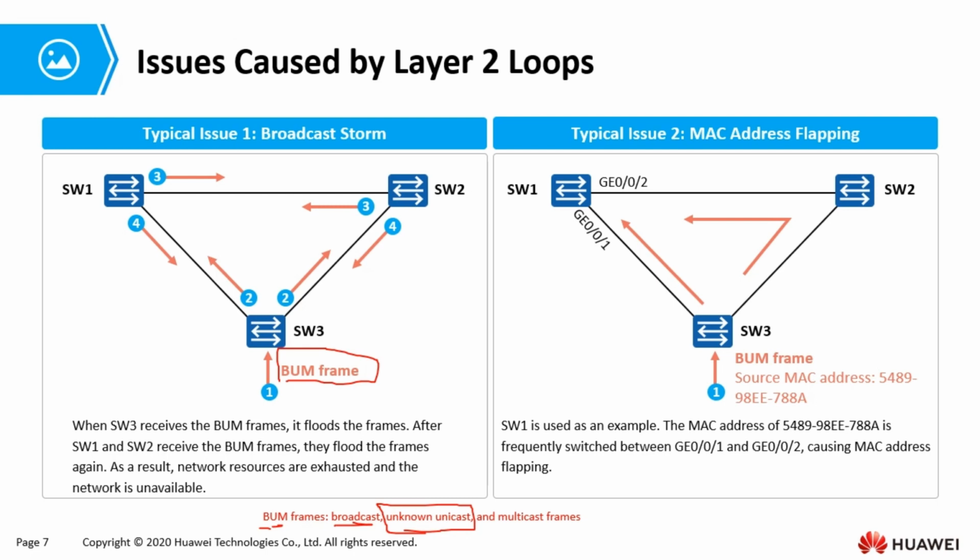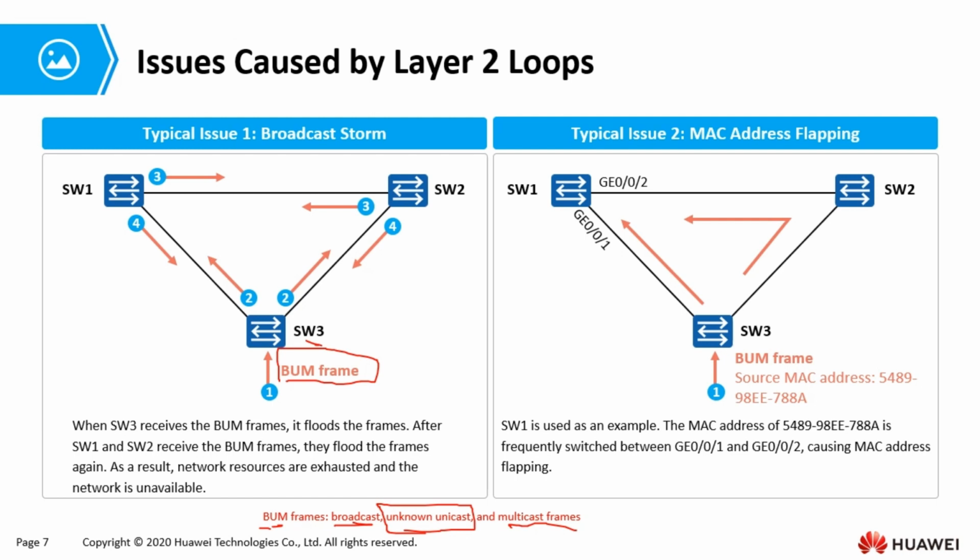For example, when switch 3 receives an unknown unicast frame, because it does not know who the receiver is, it will broadcast to all the hosts under the same network. The same applies to the multicast frame. All of these three frame types we categorize under the BUM frame. Whenever the switch receives one, it broadcasts to all the devices that reside within the same network.